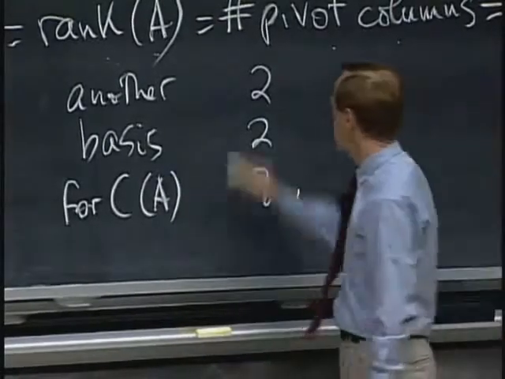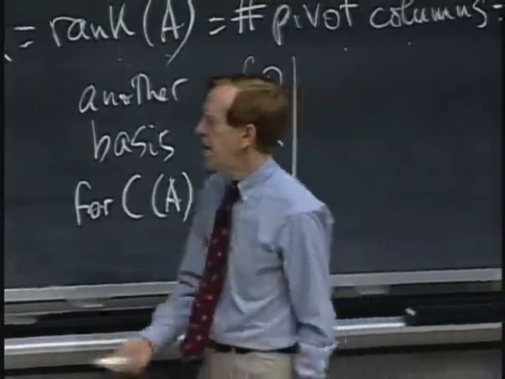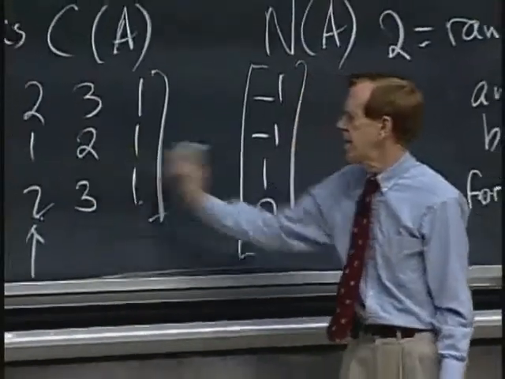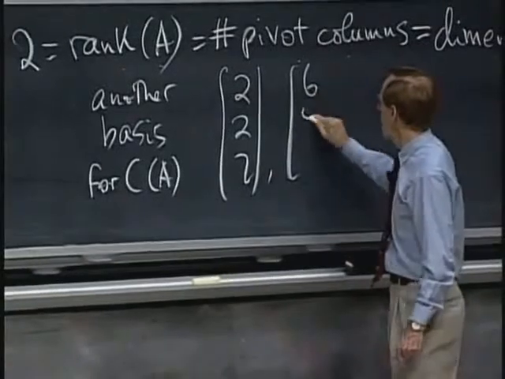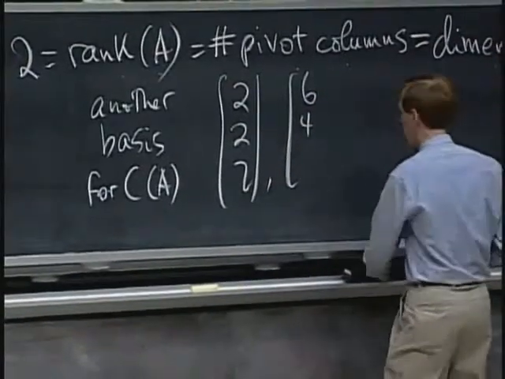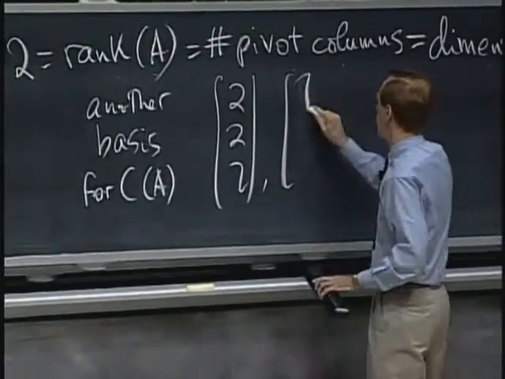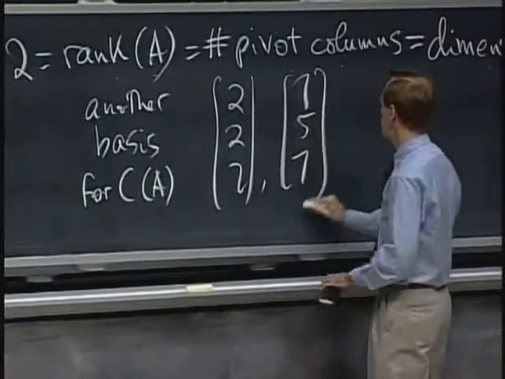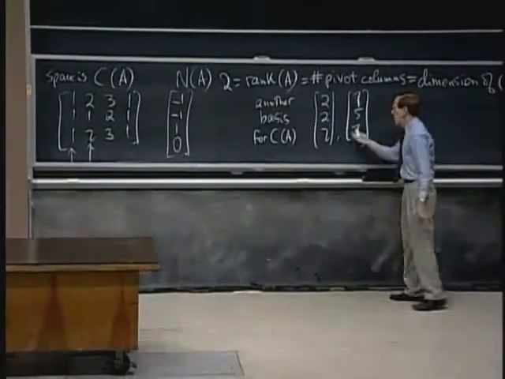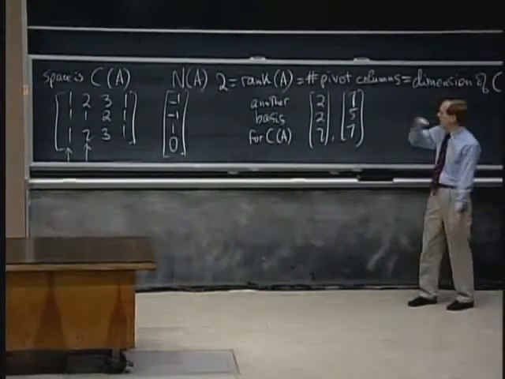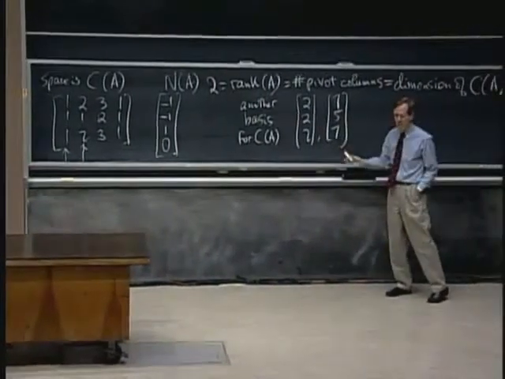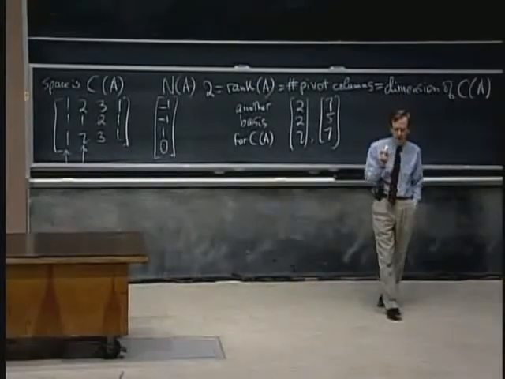And that was sort of obvious. Let me take the sum of those, say 6, 4, 6. Or the sum of all of the columns, 7, 5, 7. Why not? That's in the column space. Those are independent. And I've got the number right. I've got 2. Actually, this is a key point.